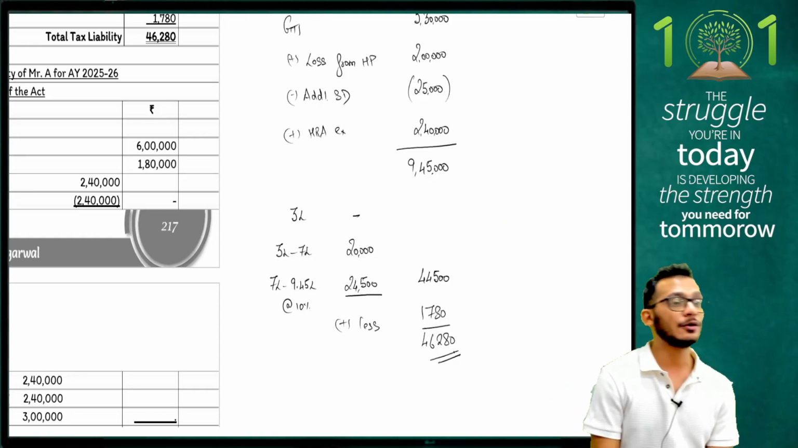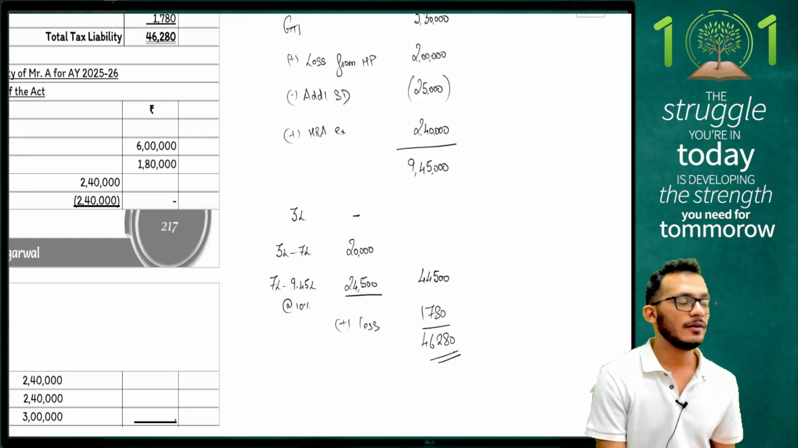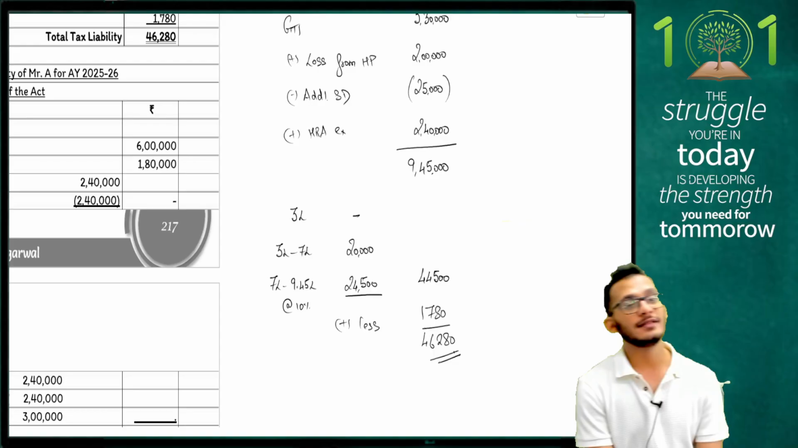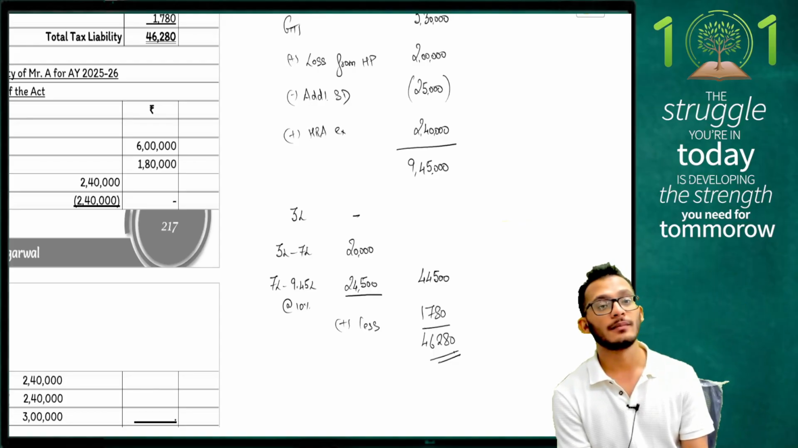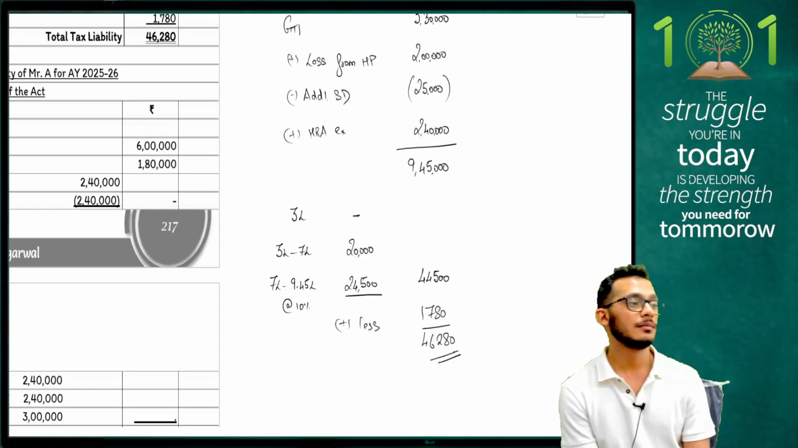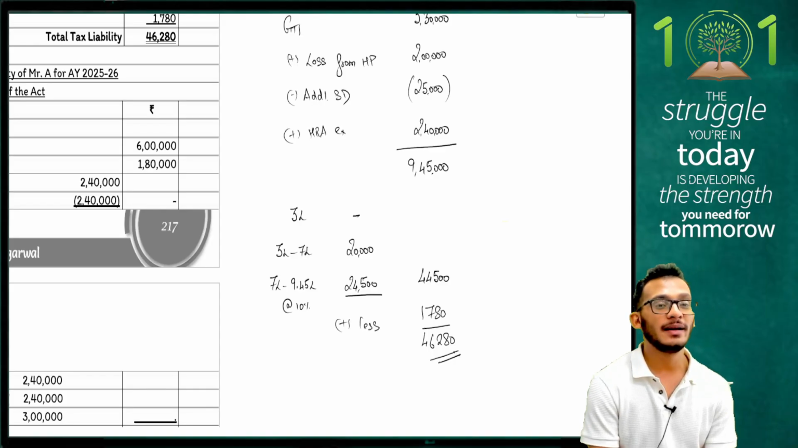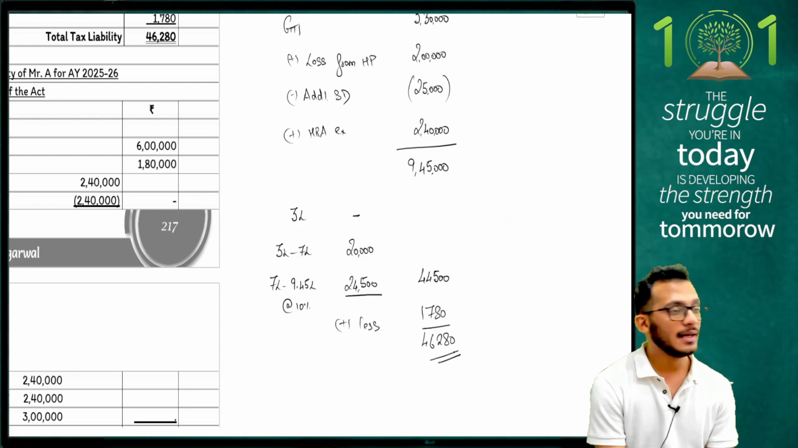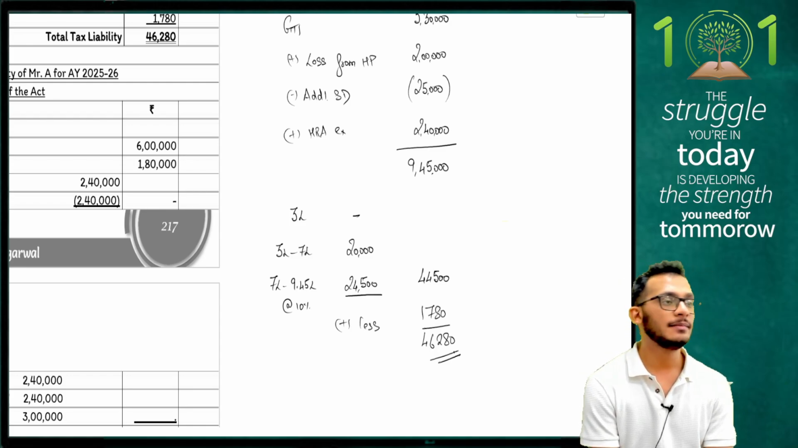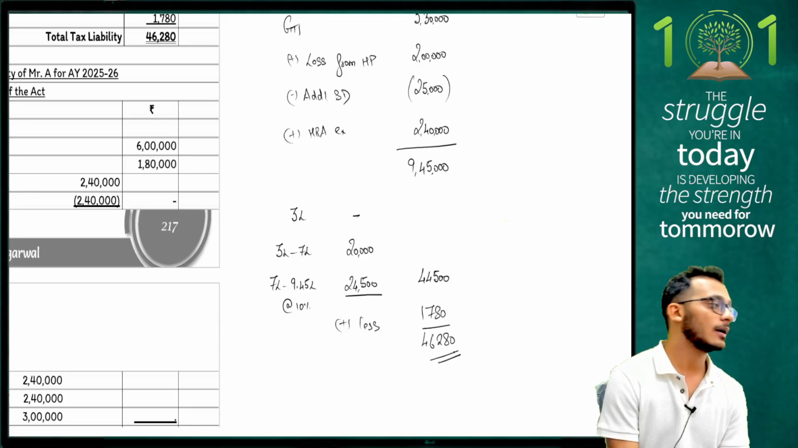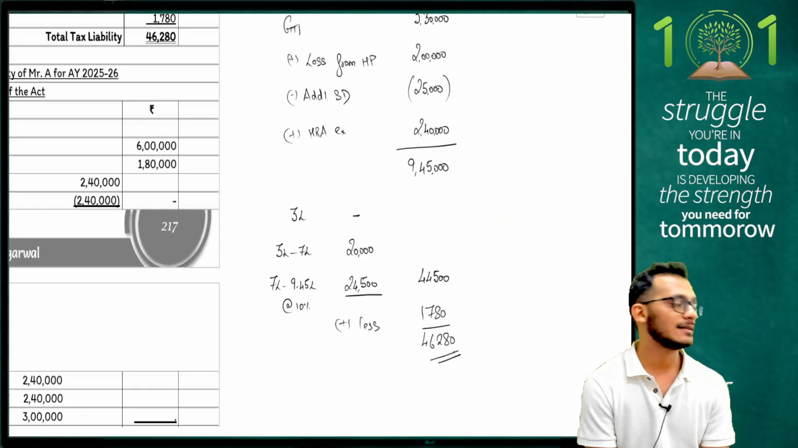Now question says I want to compute tax in the most beneficial manner. If I'm looking at ATR, answer is 0. If I'm looking at DTR, answer is 46,280. I would prefer ATR. What should you conclude? Mr. A may opt for alternate tax regime since the tax payable is lower. Yes or no? Yes. This is how you have to show a computational question of your tax liability.